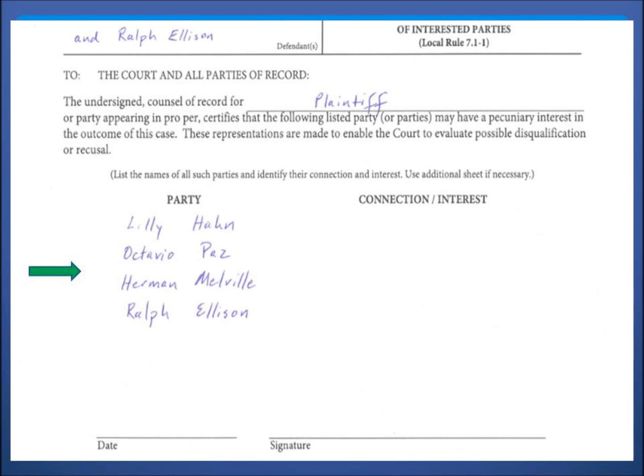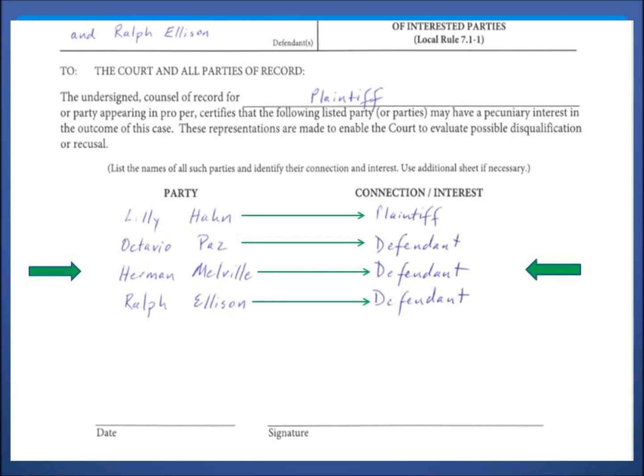Here, in our sample, Lily doesn't know of anyone other than the actual plaintiffs and defendants who would have a financial interest in the case, so she lists all the names of the plaintiffs and defendants in the left-hand column. And in the right-hand column, she lists their role in the case, matching up who is a plaintiff and who is a defendant.